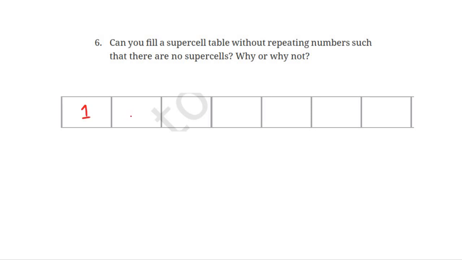Say 1, 2, 3, 4, 5, 6, 7. So this was a 7-celled one. Okay, so this one is not a supercell since this one is larger. Again, this one is larger, whereas here you see this one is larger than this one. So we will say that this cell is a supercell. This one is a supercell.